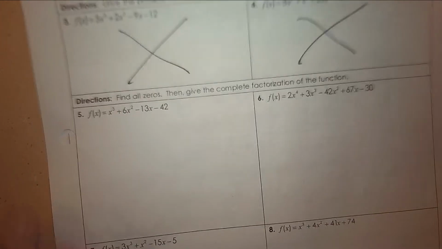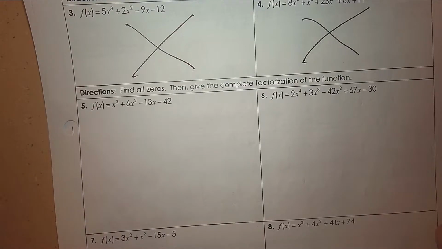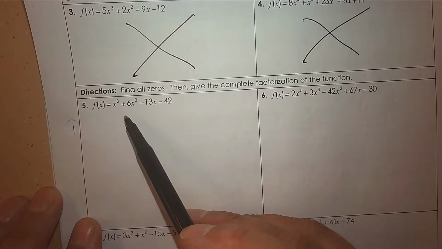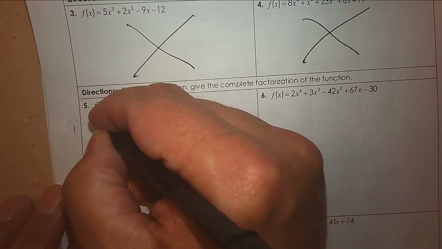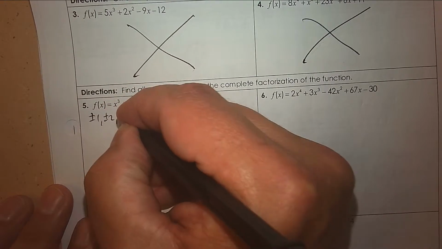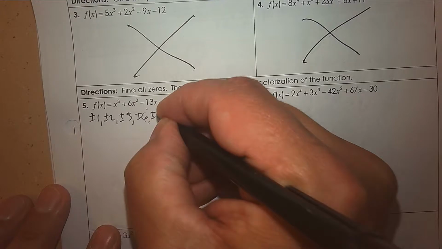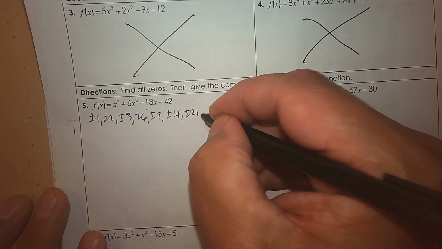Number 5. It says find all the zeros, then give the complete factorization of the function. So the first thing I look at is if it can be factored by grouping. And if I group it, it's not going to work. So I need to create a list. 1, 2, 3, and 6, and 7. See that 14, 21, and 42.